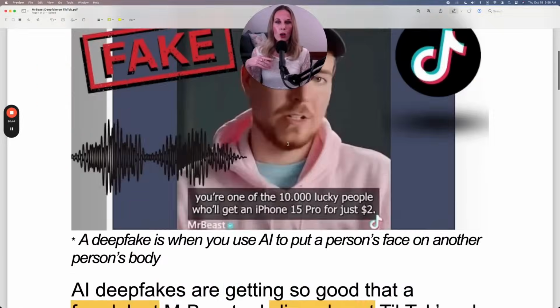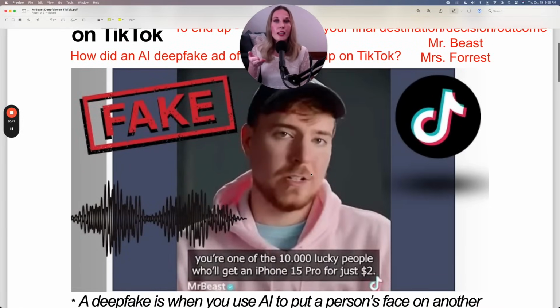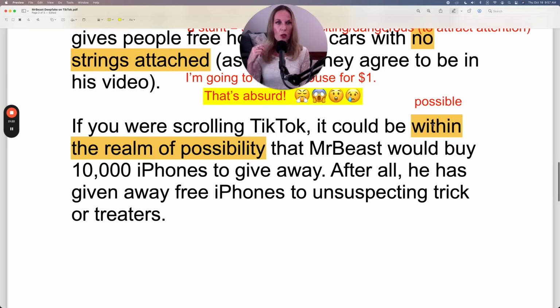So remember, we're talking about this deepfake ad, but it's a scam. But the offer in the scam for MrBeast is within the realm of possibility. It is possible that he would give you an iPhone for $2 because he does absurd stunts in his videos. So it could be possible within the realm of possibility that MrBeast would buy 10,000 iPhones to give away. After all, he has given away free iPhones to unsuspecting trick-or-treaters.